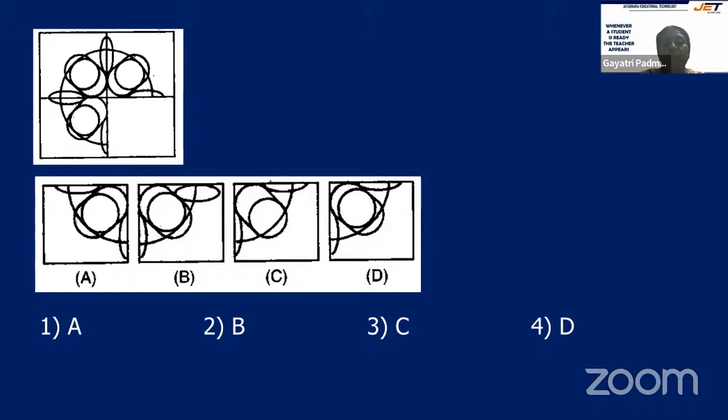So it cannot be A because of the shape. The correct answer could be B, C, or D. It cannot be A because it is facing this side, but we want something which is facing this side. And it cannot be B because here if you see the oval is big, isn't it? So it can be C or it can be D. But you need to choose between C and D.